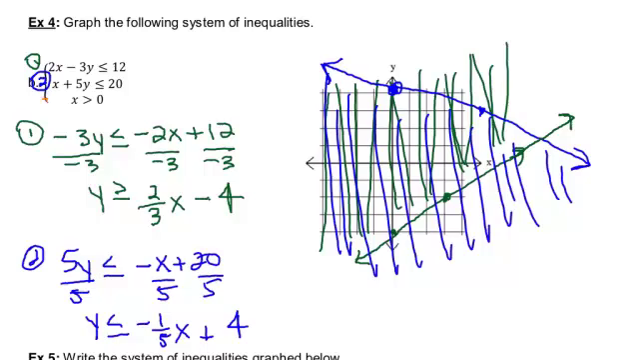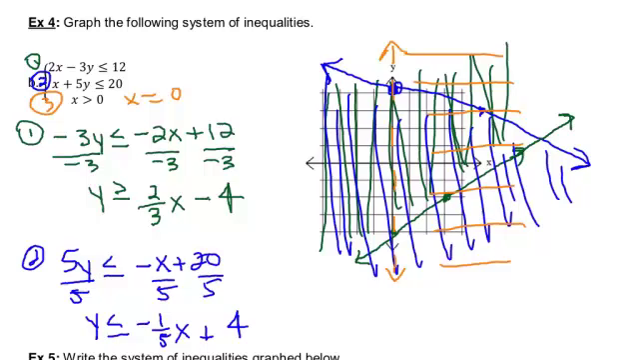And then our last inequality is x is greater than 0. We know that this is going to be a vertical line through x equals 0. So that's going to be our y-axis. And it's going to be a dashed line because it's just greater than. So we are shading to the right.